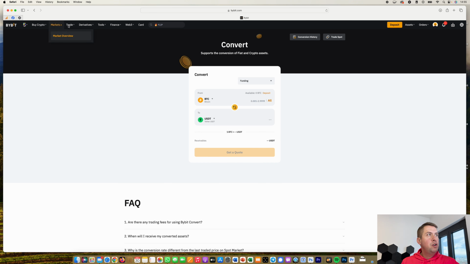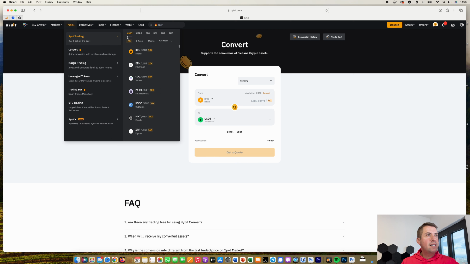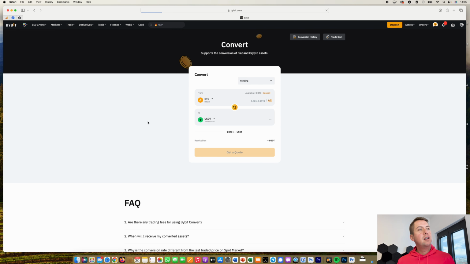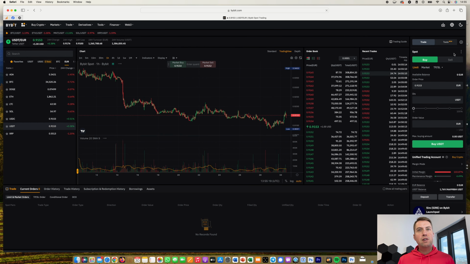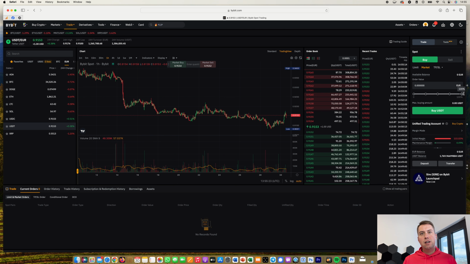Or you can obviously trade that. Some currencies are traded against Euro, for example, USDT against Euro, so you can just select a market order and then buy USDT and select how much you want to invest here and then buy USDT, and that's basically it.